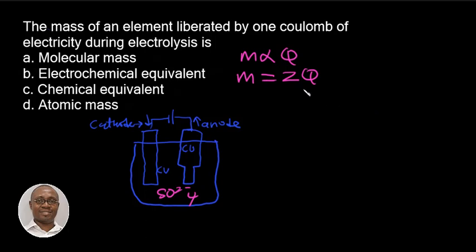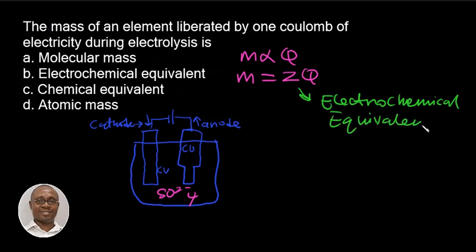and this is also known as the electrochemical equivalent, which is the mass of a substance produced at the electrode during electrolysis by one coulomb of charge. Okay, good. And remember, Q is the charge in this equation.